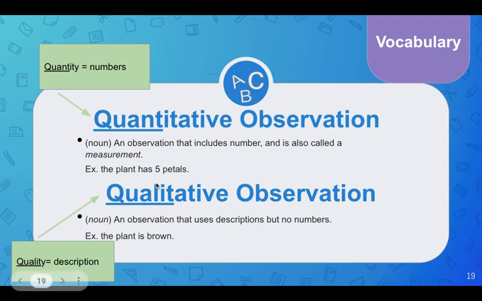The other type of observation is qualitative observation. I would like you to try both of these words out loud. Qualitative observations are observations that use descriptions but no numbers. And so you can notice that the word qualit is in the beginning of this word. And can you think of another word that has that as a beginning? Right, quality. And a quality is a description of something. So an example of this would be the plant is brown.